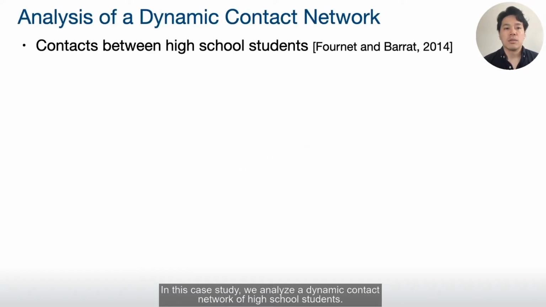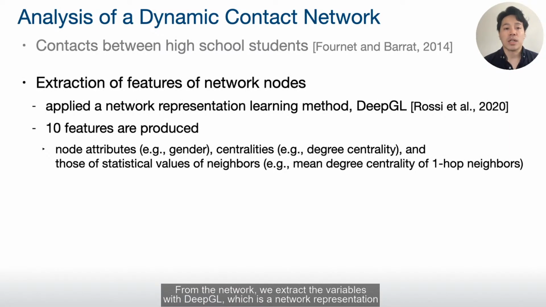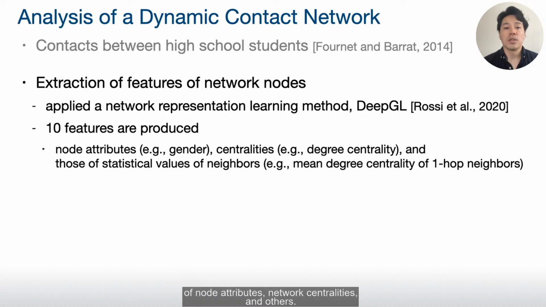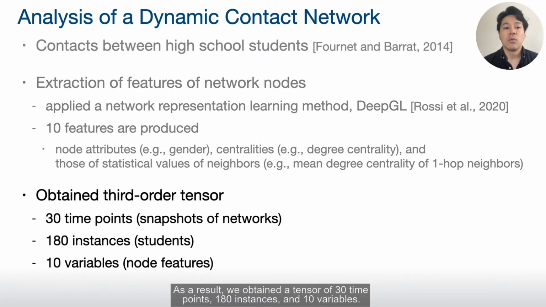In this case study, we analyze a dynamic contact network of high school students. From the network, we extract the variables with DeepGL, which is a network representation learning method. DeepGL produces 10 features which consist of node attributes, network centralities, and others. As a result, we obtain a tensor of 30 time points, 180 instances, and 10 variables.